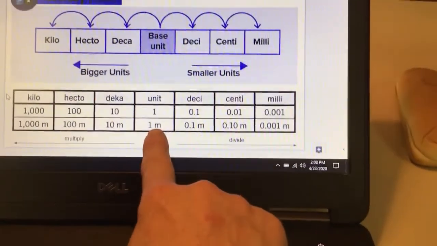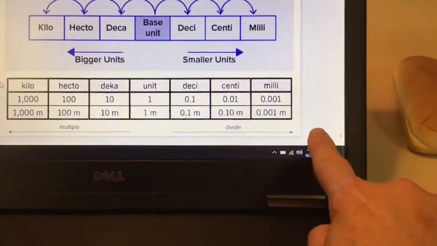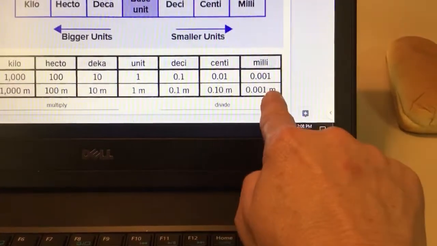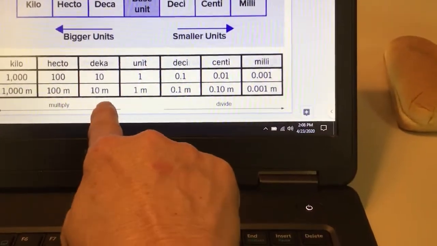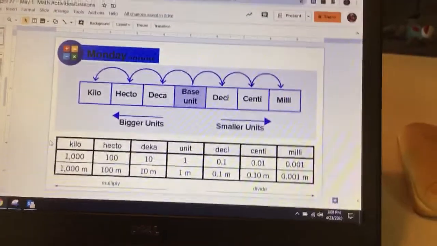When you are at the meter and you're going down, think about dividing by 10, 100, and 1,000. And when you're going up, think about multiplying by 10, 100, and 1,000. That's going to help you with your conversions, okay?